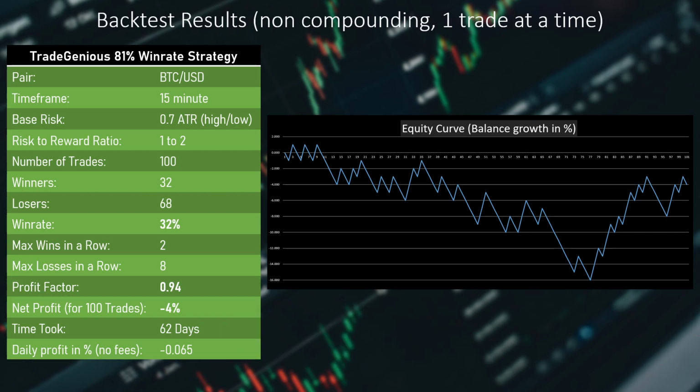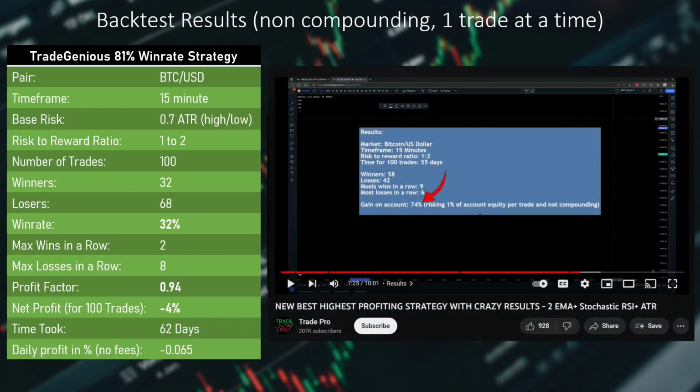After my 100 trade backtest, the strategy had 32 winners and 68 losers. This means that with a 1:2 risk-reward ratio, the strategy would have lost around 4%. On the right side, you can see the non-compounding equity curve of this backtest. Unfortunately, this equity curve shows a steady downtrend and only managed to get back around the break-even level at the end. So altogether, despite TradePro's first 100 trade backtest showing great results, it does not work as well on the second 100 trade backtest that I just did.